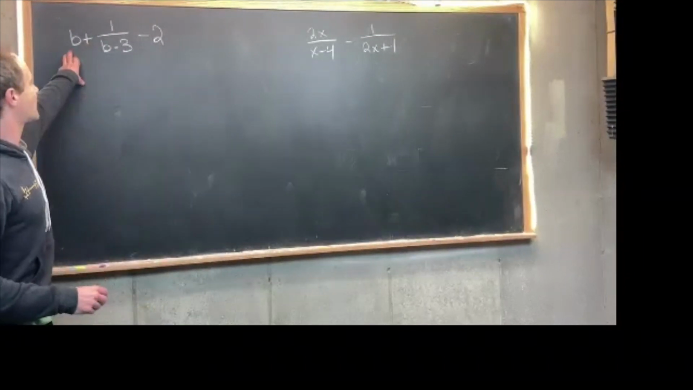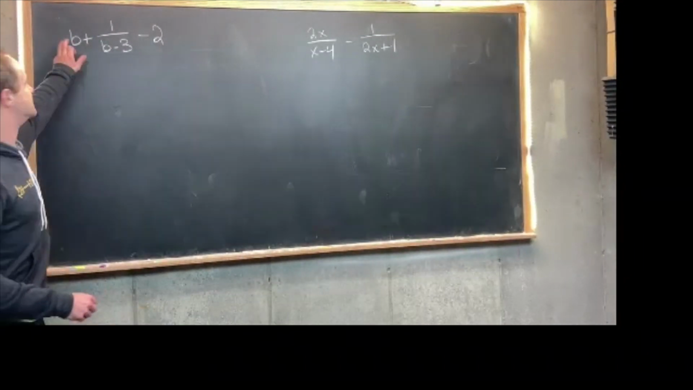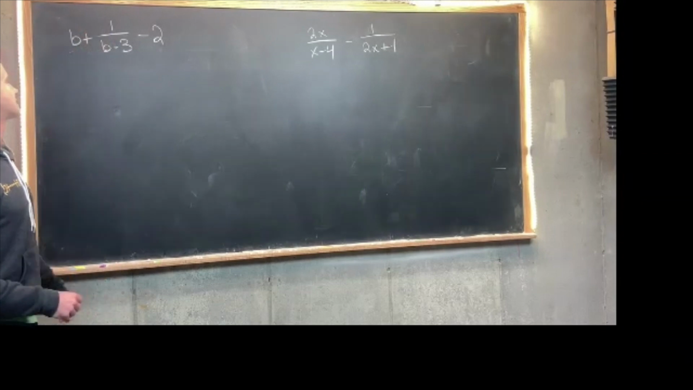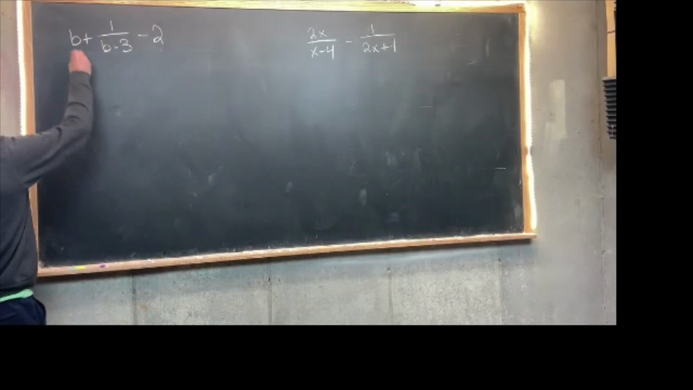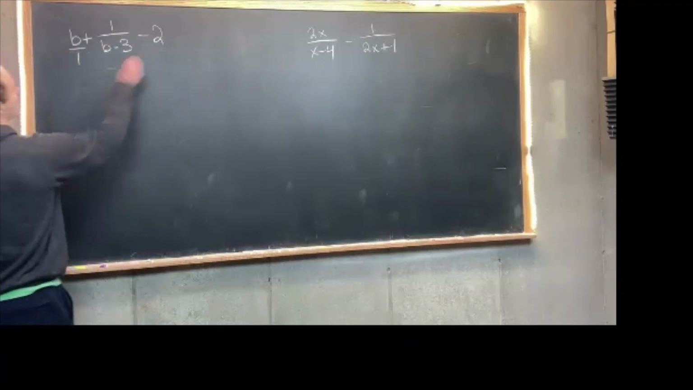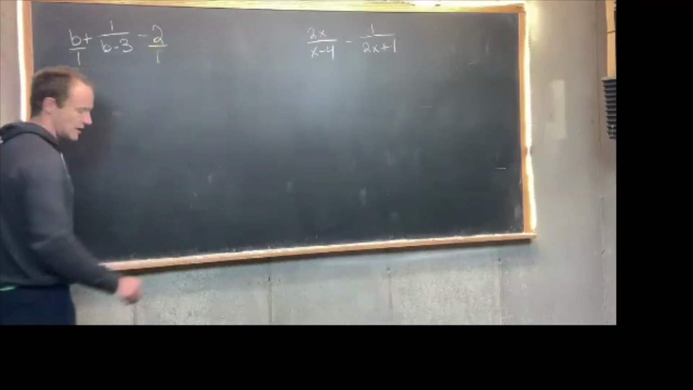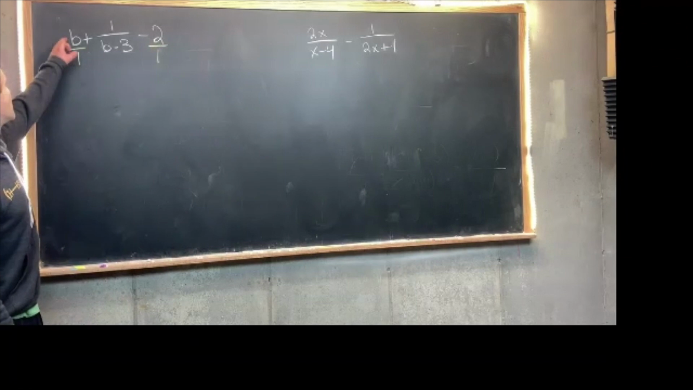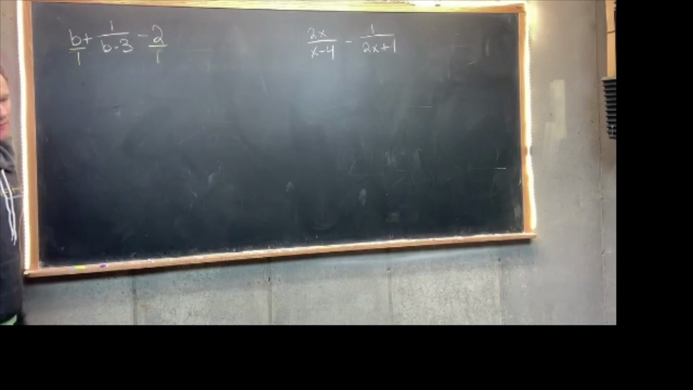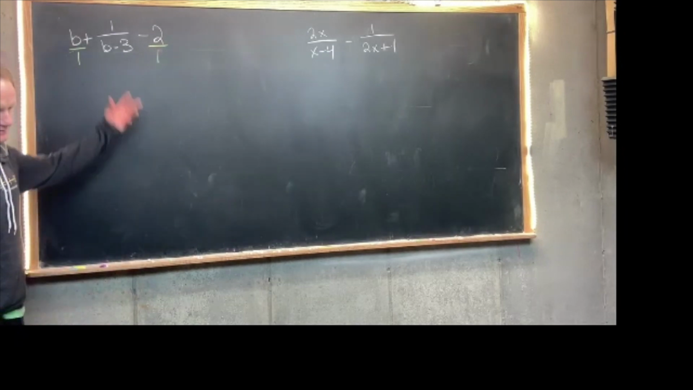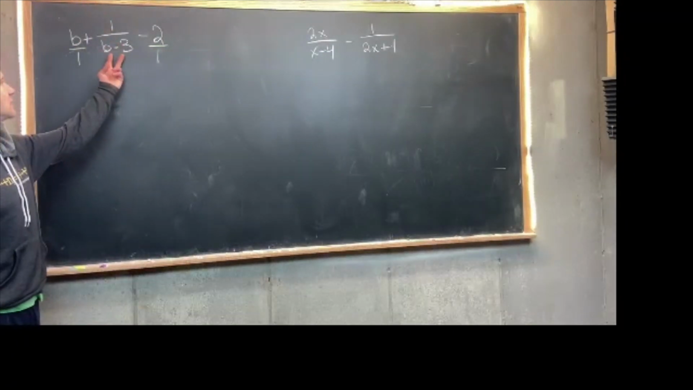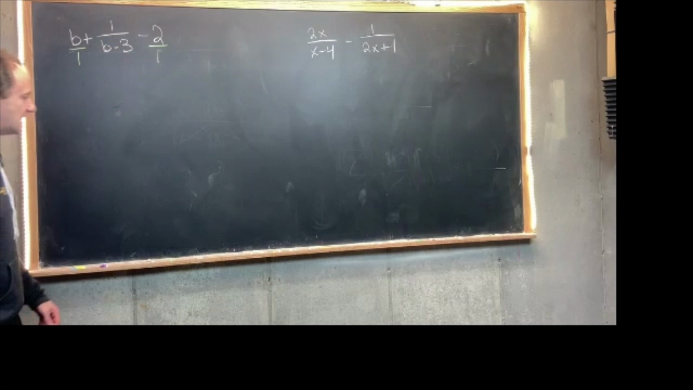So we want to look at this one first. So this is b plus 1 over b minus 3 minus 2. We want to think about all of these as rational expressions, which means they all need a numerator and a denominator. So if we just have b, then the denominator is 1. That's like b over 1. Then that's like 2 over 1. So the only denominator which is not equal to 1 is b minus 3.